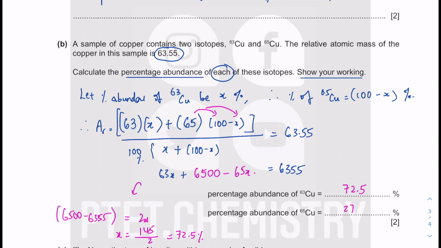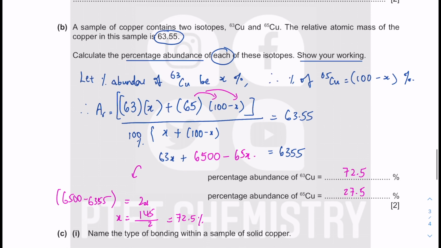So just by looking at the value, does it make sense or not? I have 63, I have 65. My average mass, the weighted average based on the percentage abundance, is much closer to 63 than 65 because I have a lot more 63 than 65. So this method is alright.